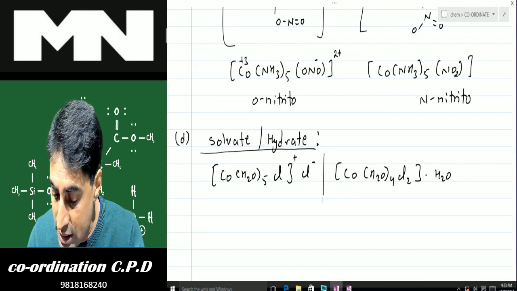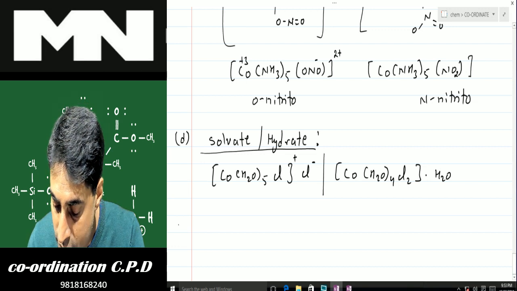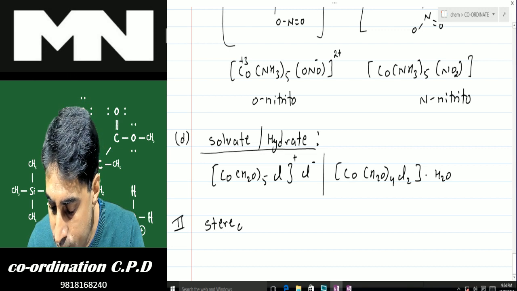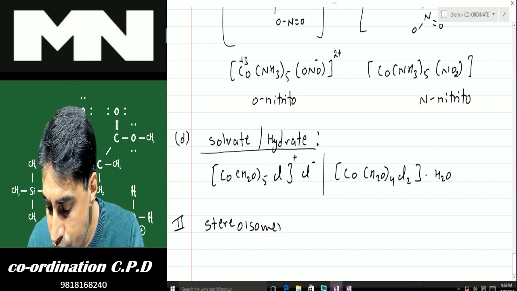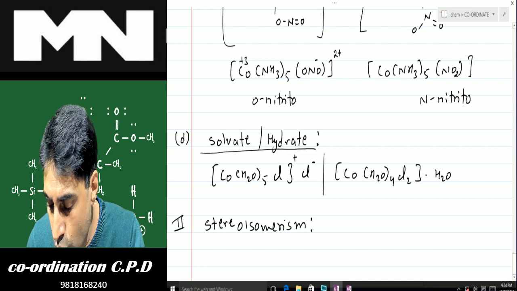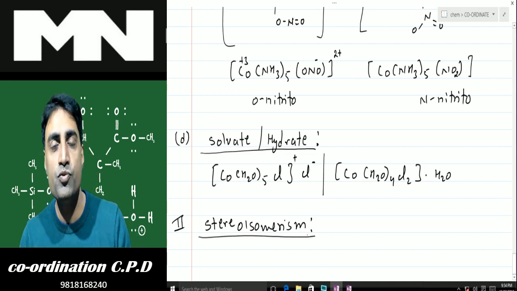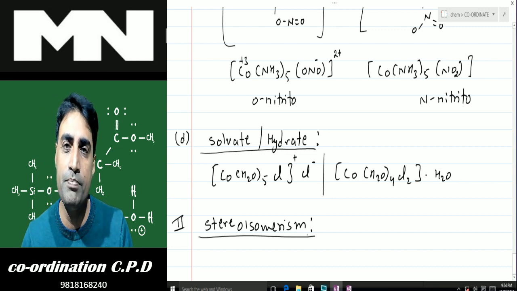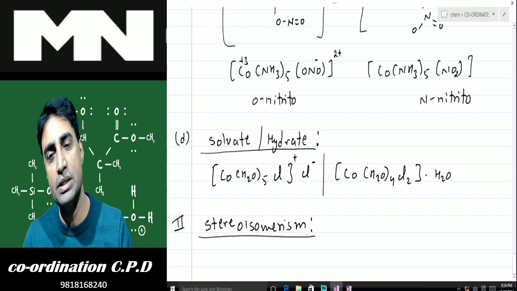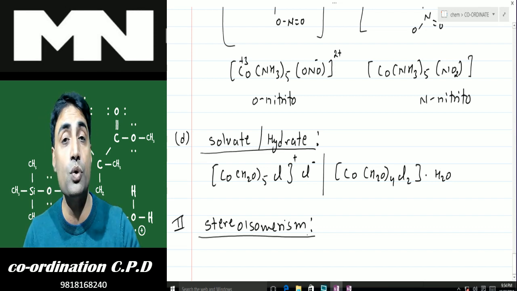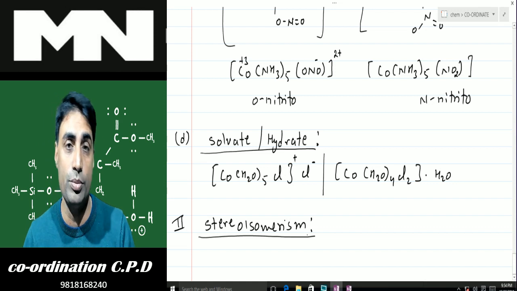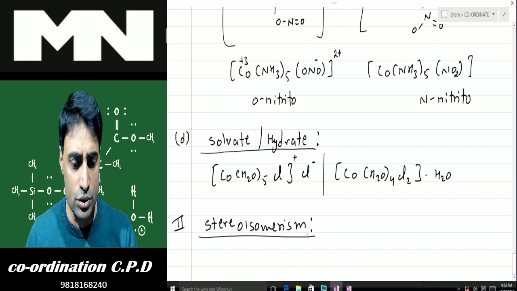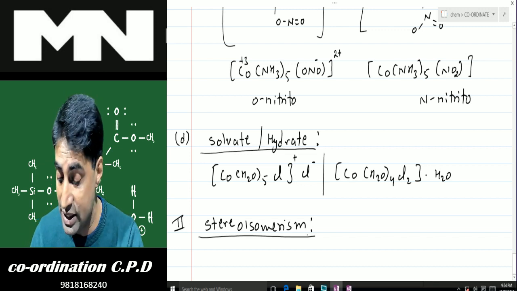Next, we'll move on to stereoisomerism. We know what stereoisomers are. Stereoisomers are the compounds having the same molecular and structural formula, but they have different properties due to the difference in their three-dimensional arrangement. And we have two different types of stereoisomers, that is geometrical isomers and optical isomers. So coordination compounds also show both these types of isomers, and we'll see them.